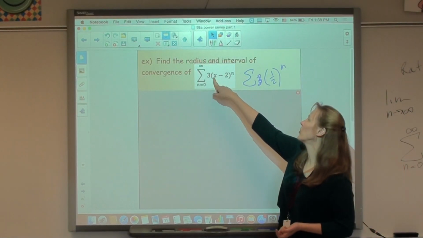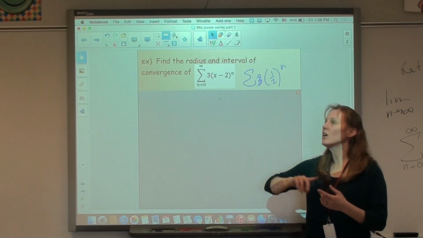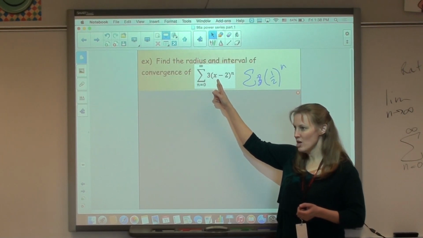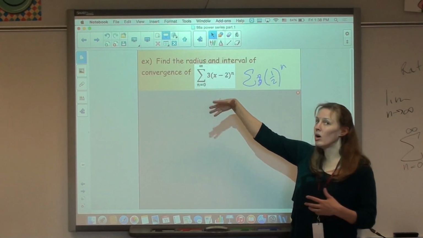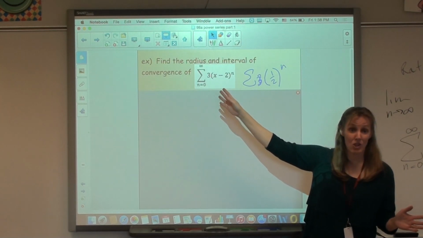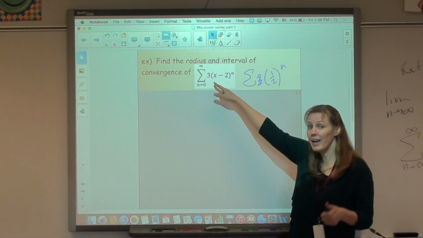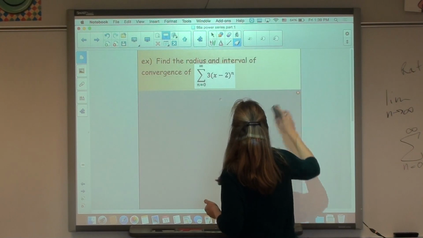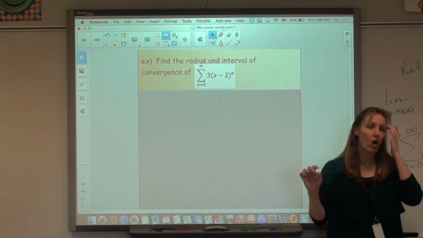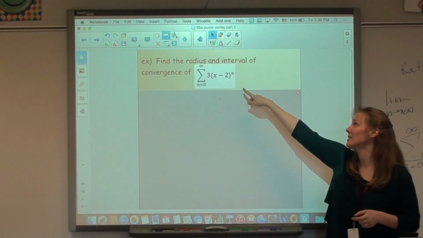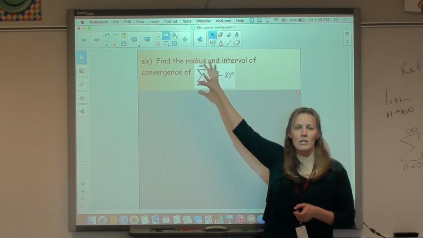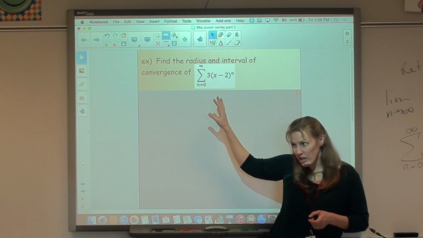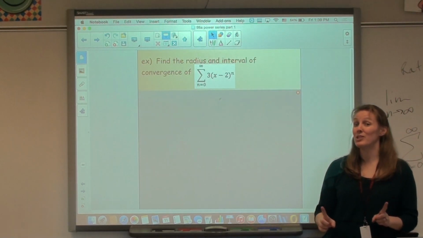So here's what we're finding with the interval of convergence. We're finding all the x's that we could plug in that will make this converge. So if I plug in x equals 10, whoa, it's not converging, right? It's going to diverge. But if I plug in x equals 2.5, hey, that one works, right? So when we're finding the interval of convergence, we're finding all the x values that we could plug into our power series to create a converging series. Does that make sense? You look skeptical, is that okay? Yeah. Okay, good. Here's how we're going to do it.